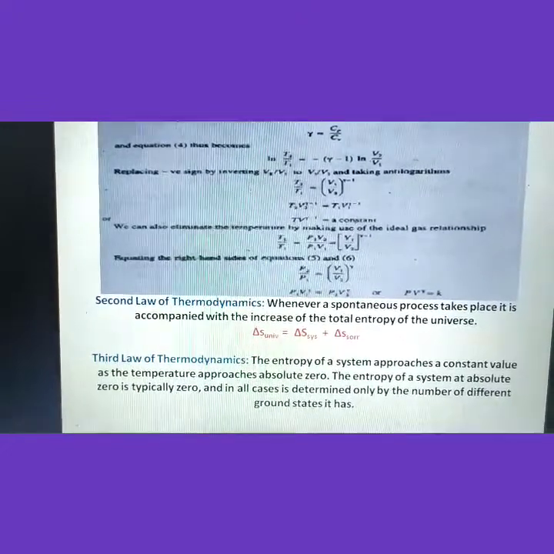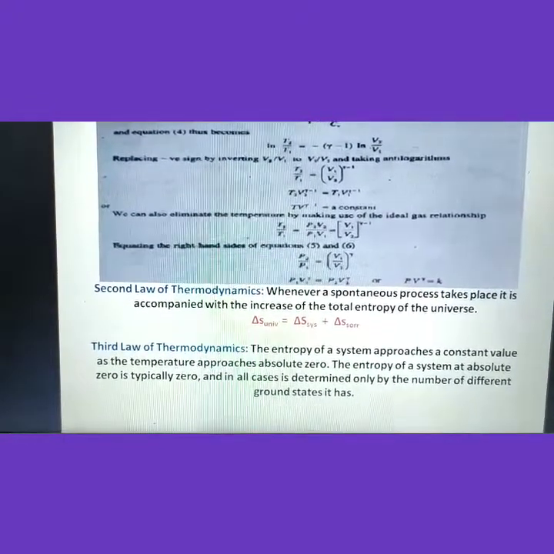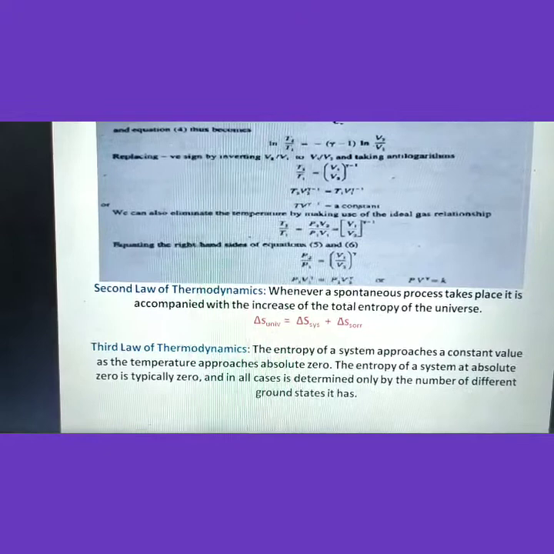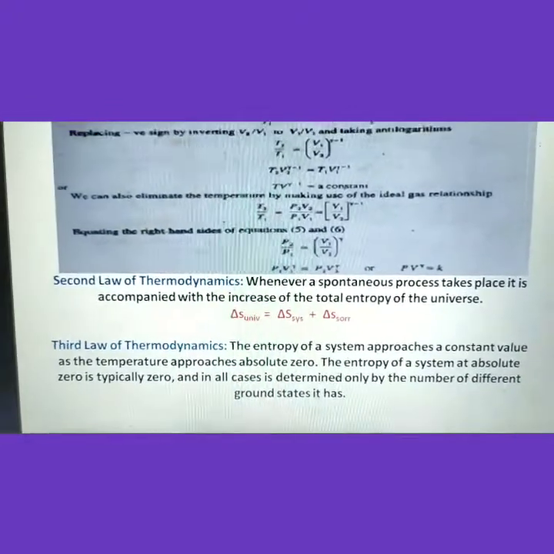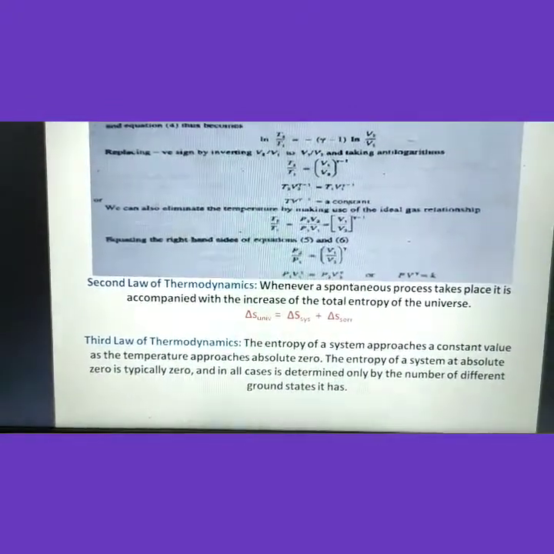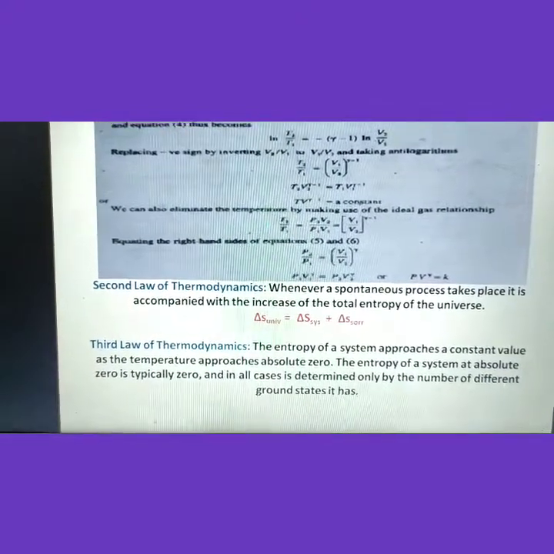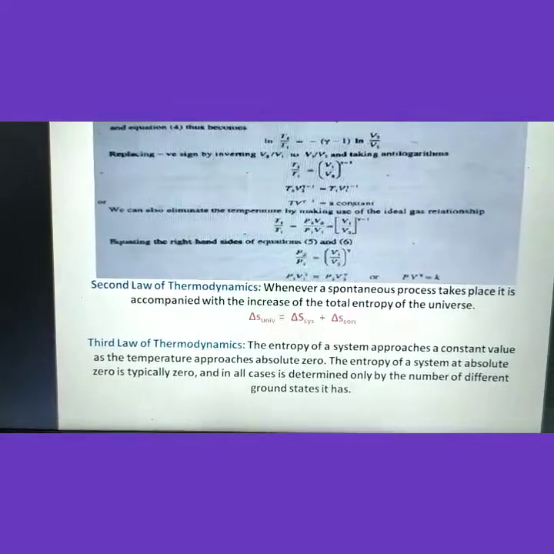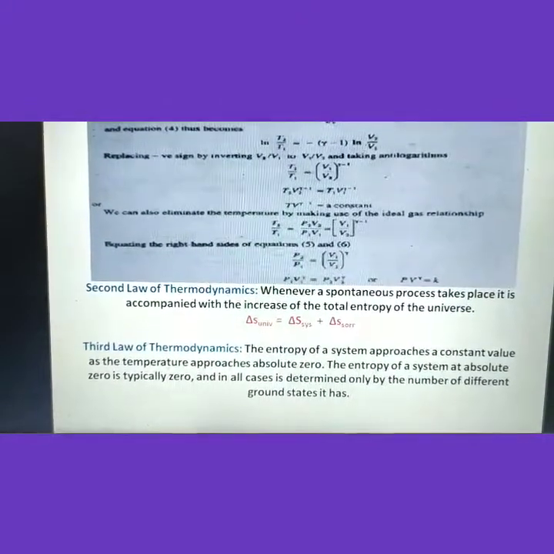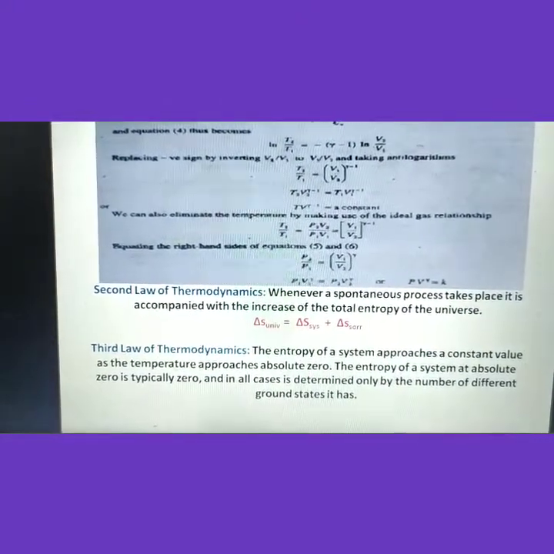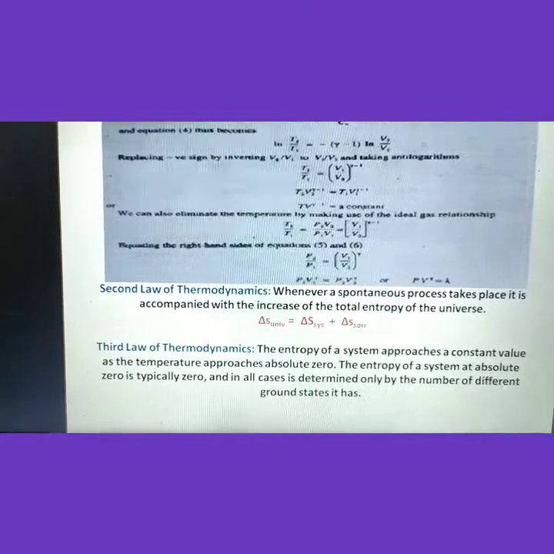The third law of thermodynamics states that the entropy of a system approaches a constant value as the temperature approaches absolute zero. The entropy of a system at absolute zero is typically zero, and in all cases is determined only by the number of different ground states it has.